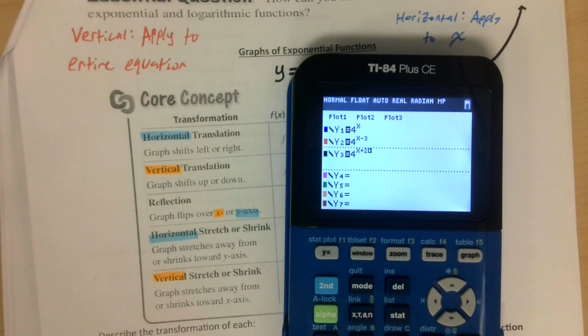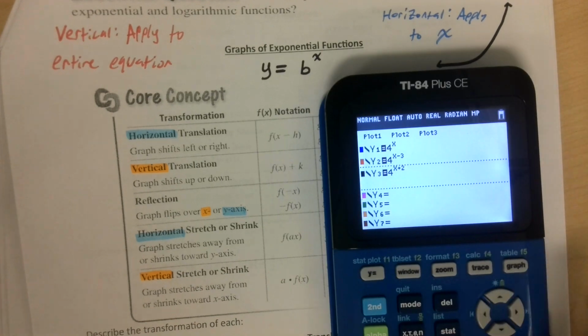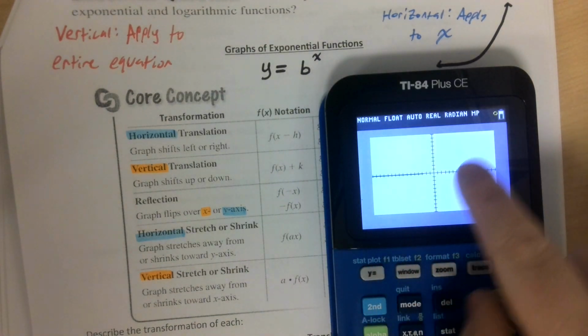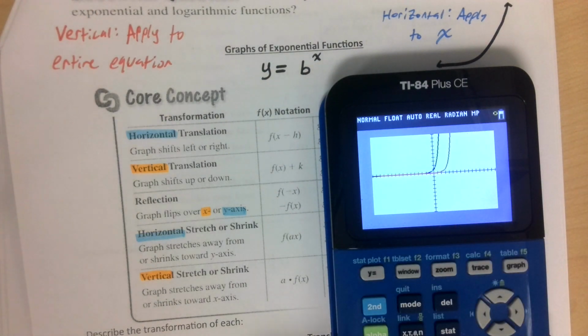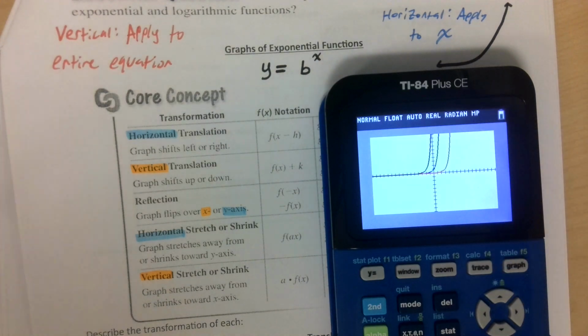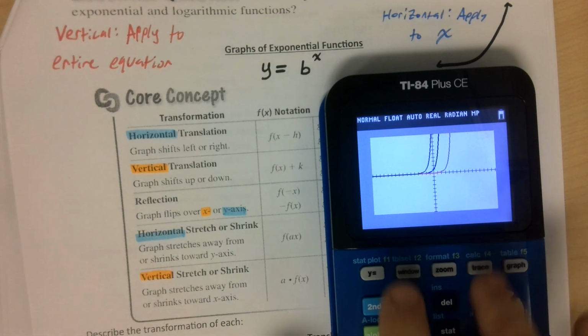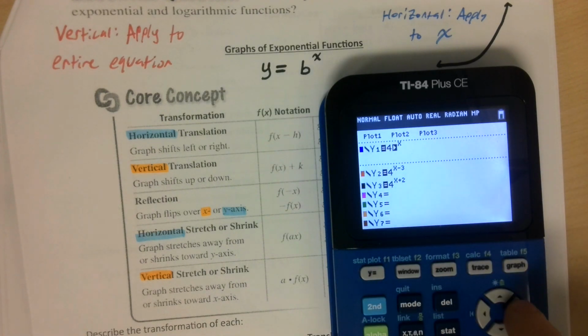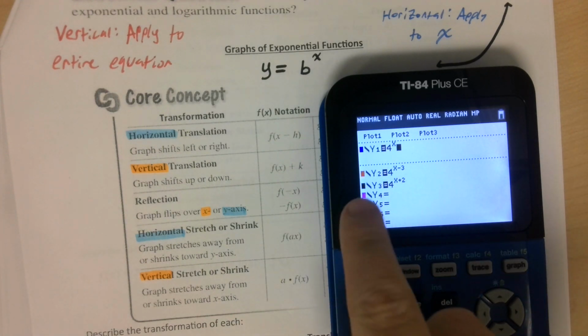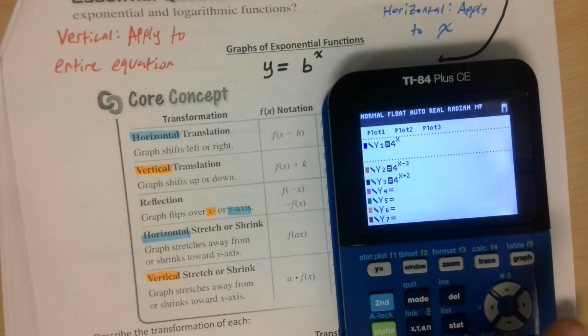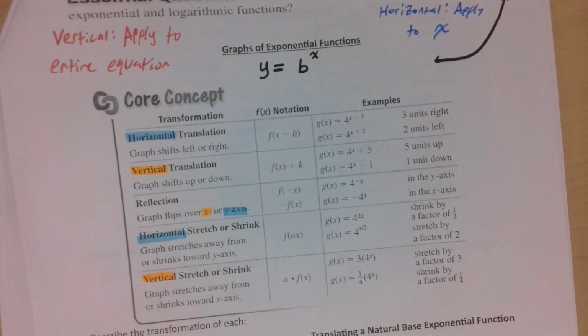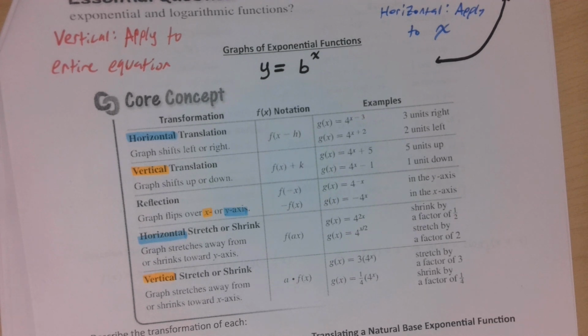So let's see them all in a graphing calculator. Our original is going to be 4 to the x in the blue. There we go. We then shift this one to the right 3, and we shift this one to the left 2. It's all the same curve, all the same sort of rate of change, just in different positions. Again, this is 4 to the x power, 4 to the x minus 3, and 4 to the x plus 2.